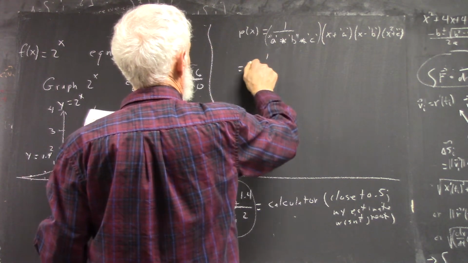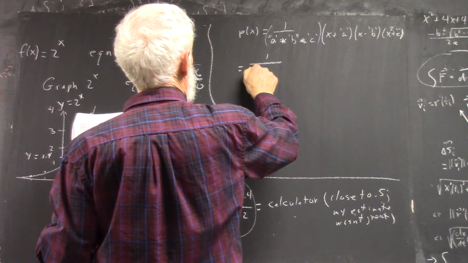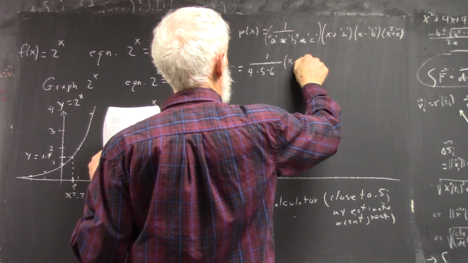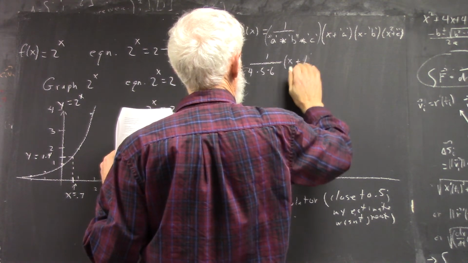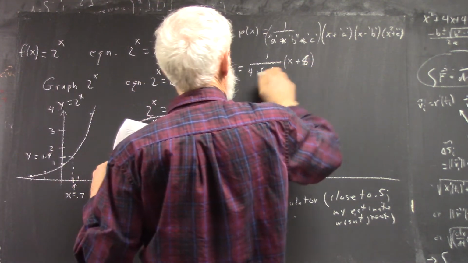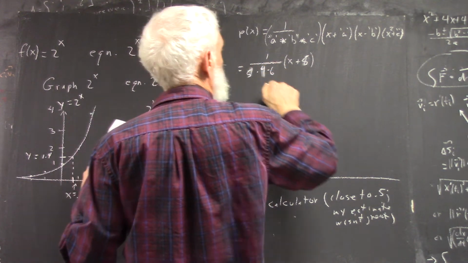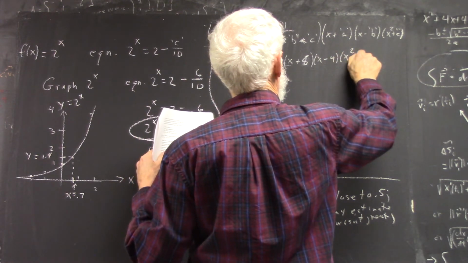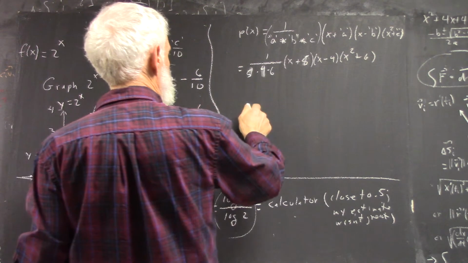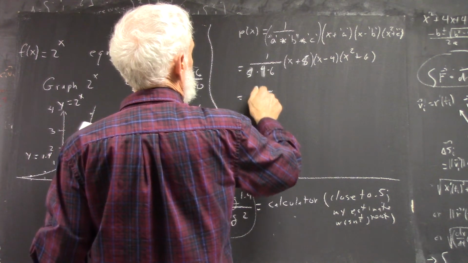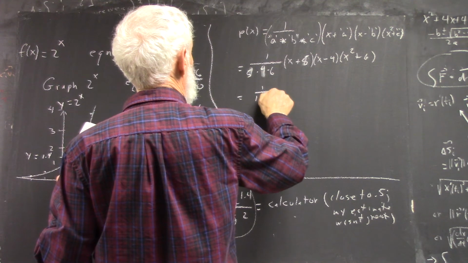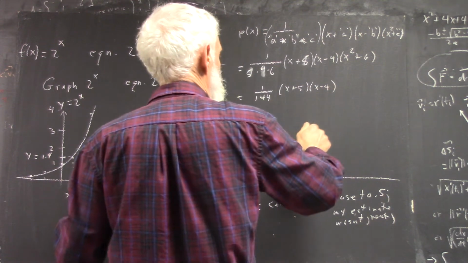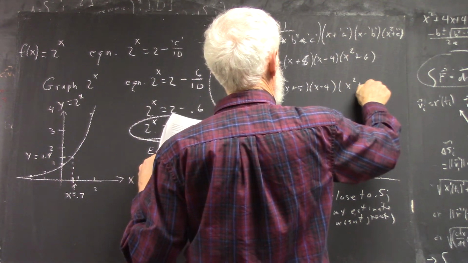Now we plug the numbers in. For me, this is 1 over 4 times 5 times 6 times x plus 4. Actually, it's x plus 5. Okay, that should be 5, and that should be 4. And x minus 4, and x squared plus 6, which is 1 over, that's 24 to 144, times x plus 5, times x minus 4, times x squared plus 6.